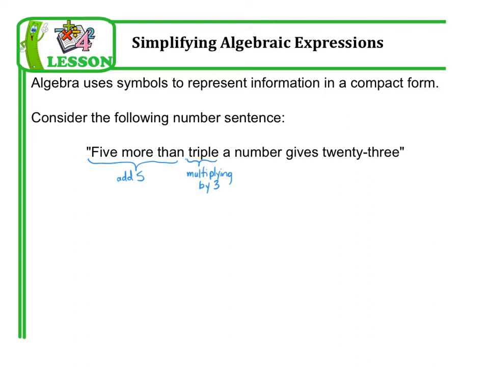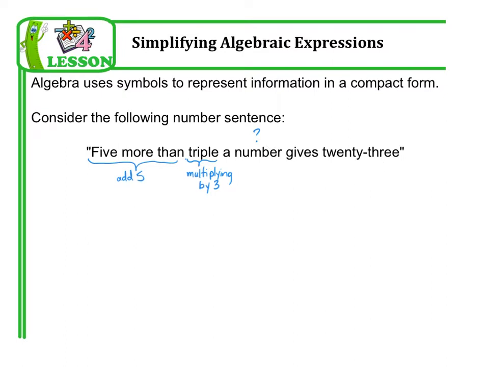So let's go back and look at this again. I've got a number I don't know. Okay. A number I don't know. I'm going to put a question mark there. I'm going to triple that number. Okay. Which means multiply it by 3. And I want 5 more than triple that. So I'm going to add 5 to triple the number. And it gives me an answer of 23.